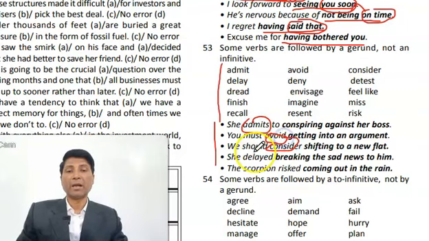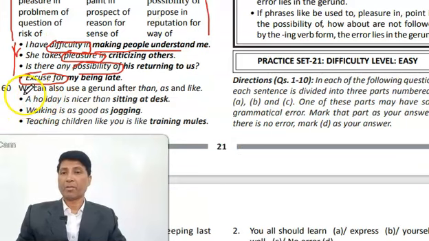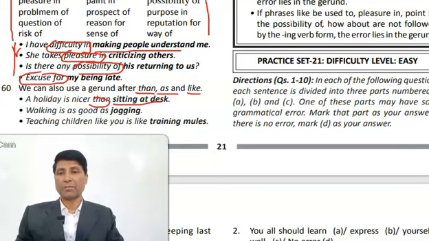Now moving to rule number 60. Look at rule number 60. We can also use a gerund after than, as, and like. How? A holiday is nicer than sitting at desk. Very, very important. A holiday is nicer than sitting at desk. So here sitting at desk is a gerundial clause.